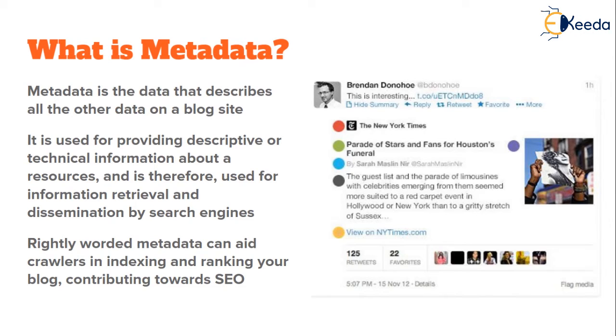As you can see in the example to the right side, the metadata in this case is the source name, which is the New York Times, the author's name, Brendan Donahoe, then what the title of the post is, which is Parade of Stars and Fans for Houston's Funeral. Then you have the brief excerpt about the blog post which has been written, and then there is some key information about the social performance of the blog post, in terms of the retweets or favorites that have happened.